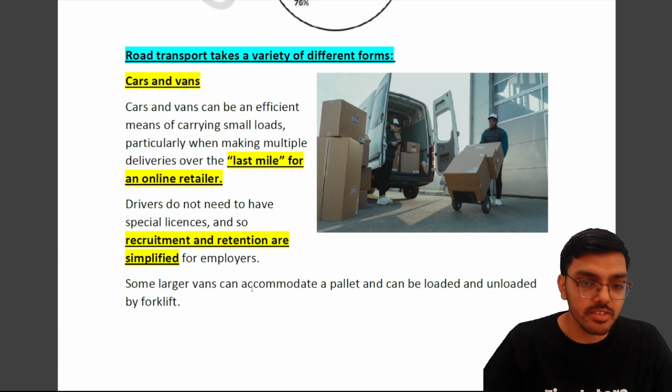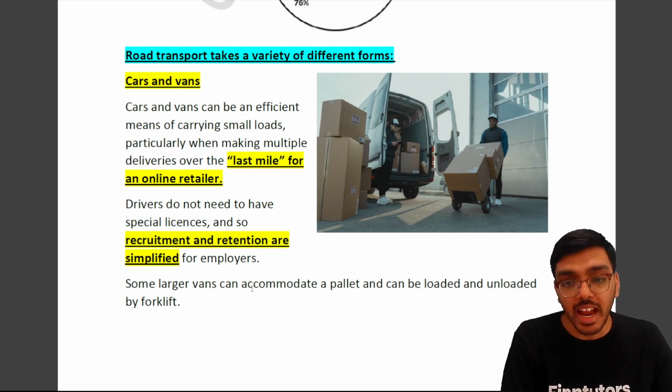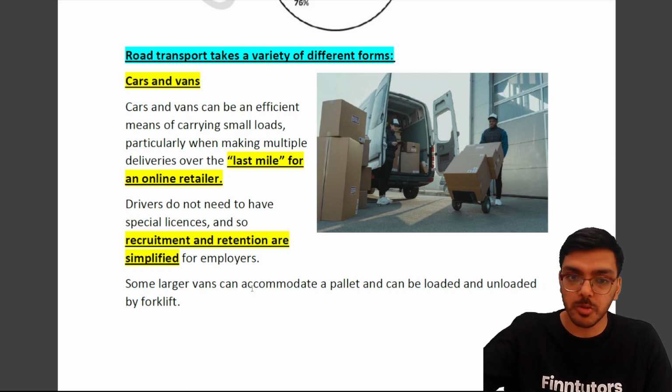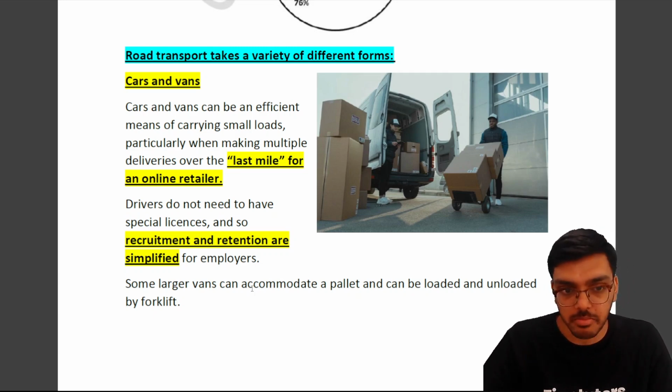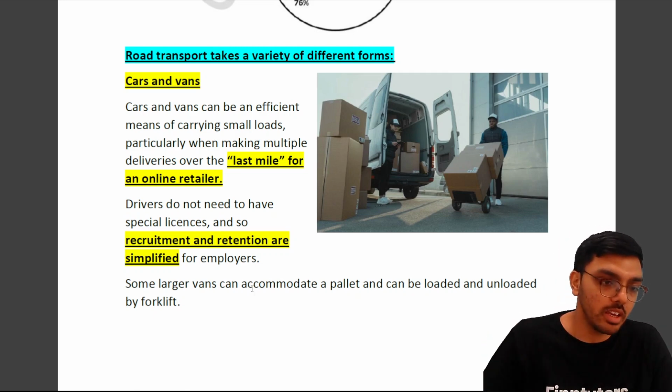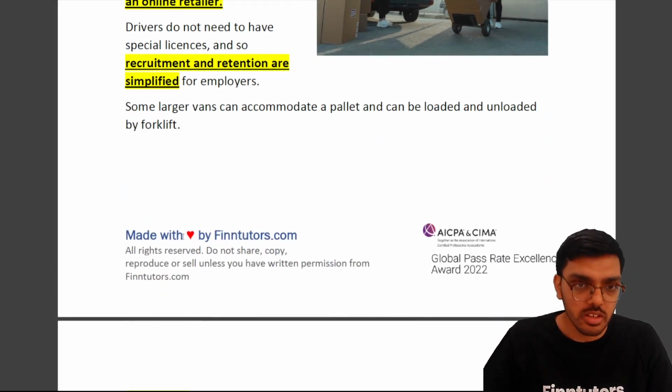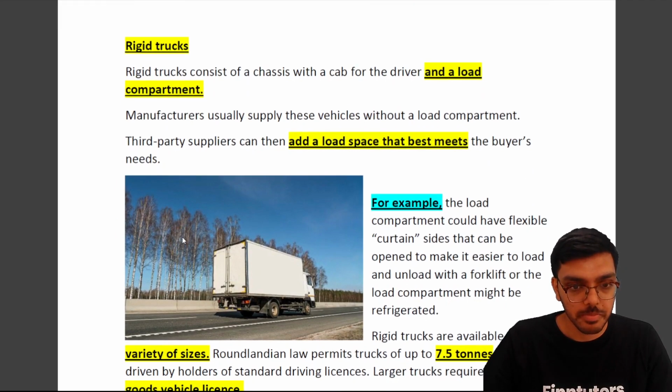Some larger vans can accommodate a pallet and can be loaded and unloaded by a forklift as well. So vans have that possibility as well. The forklift can from the warehouse pick up the pallet and put it inside a van. And it's also very simple, no specific licenses or anything needed, so it's an easier process.